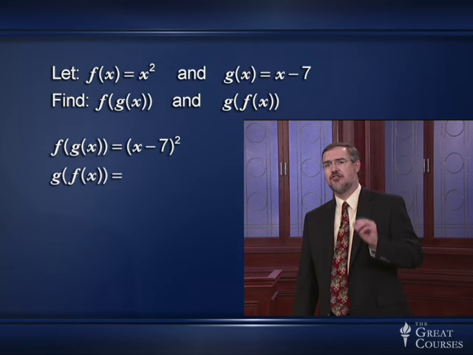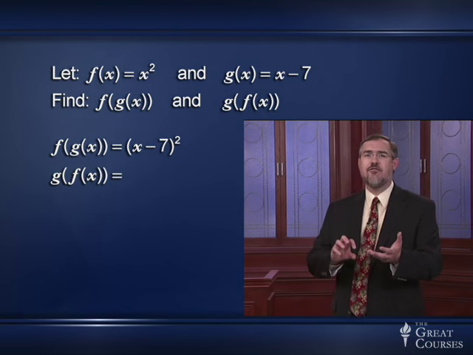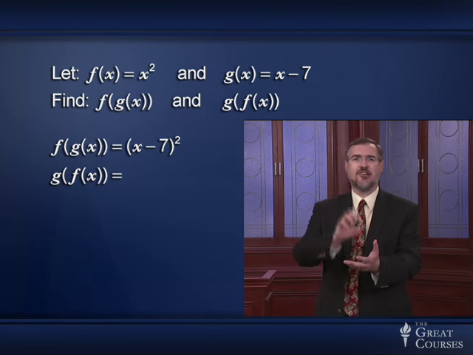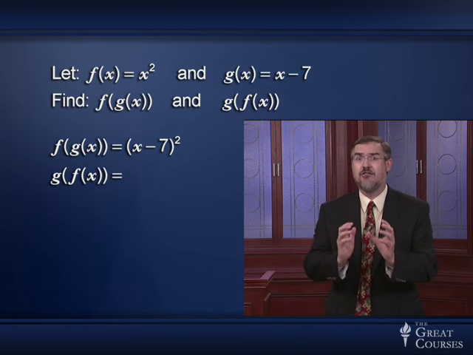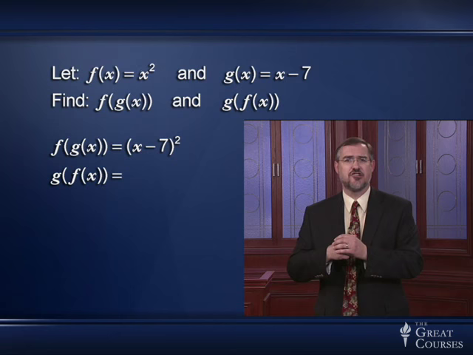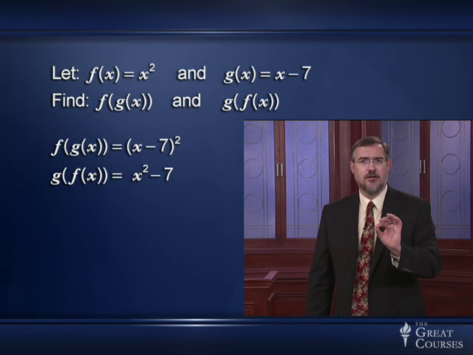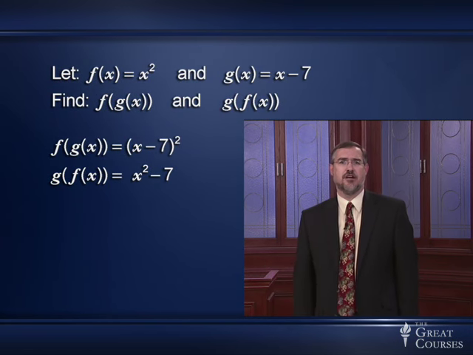All right, now let's do g of f of x. So now I'm going to take the rule for f of x and plug it into g. So I'm going to replace all the x's in the g function with whatever the rule for f of x is. In that case, it's x squared. So g of f of x is x squared minus 7. There's nothing else to do. It's just x squared minus 7.